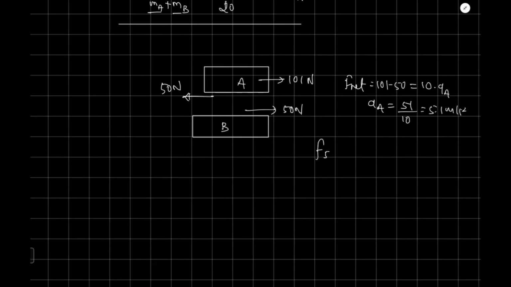The next case is the acceleration of B. On this one only the friction force is acting, right? And it is acting at its maximum value. So the friction force will be 50 Newton, and it will be the mass of block B, that is 10, into the acceleration of block B. So we get the acceleration of block B as 5 meter per second square.